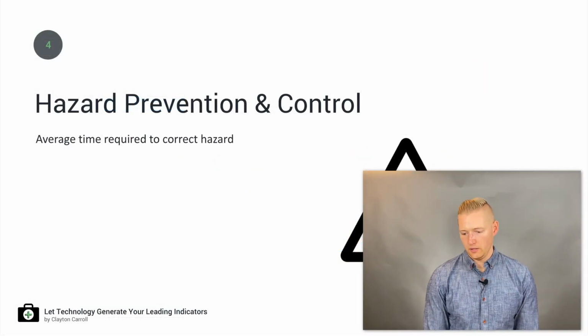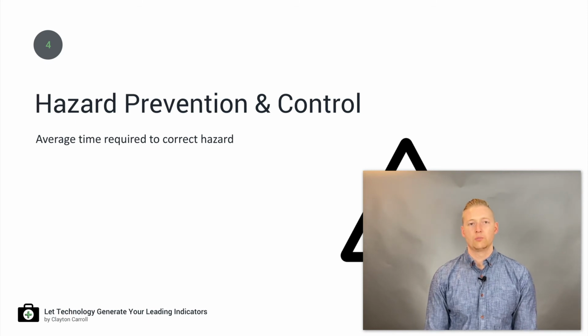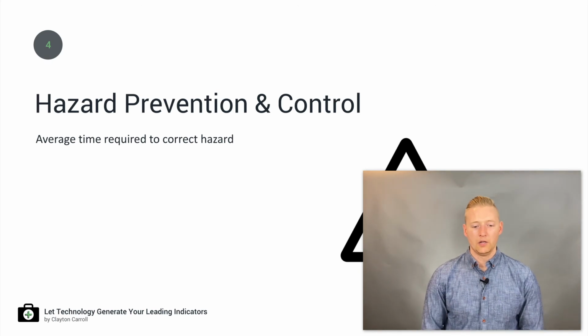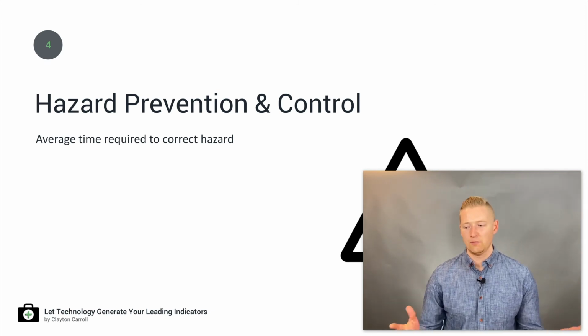Hazard prevention and control. When it comes to preventing safety hazards, a good leading indicator is the average amount of time required to correct a safety hazard. You hear so many stories about somebody getting hurt and then it's like, oh yeah, we need to fix that. But then it just falls through the cracks because there's no formal communication system.